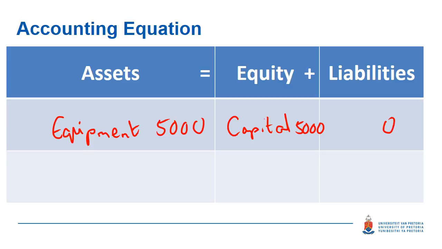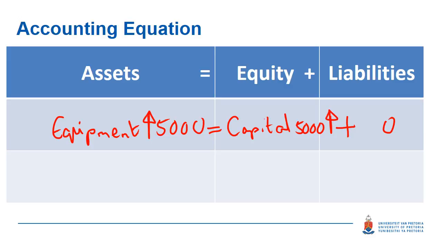Liabilities are 0. So the left side assets is 5,000, the equity column is 5,000, and the two sides are equal. So we can say that the assets of the business called equipment increased by 5,000 Rand, and the capital of the business, that's part of equity, increased by 5,000 Rand.